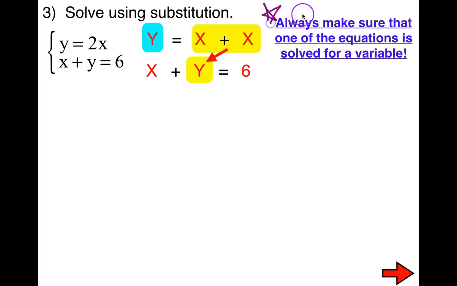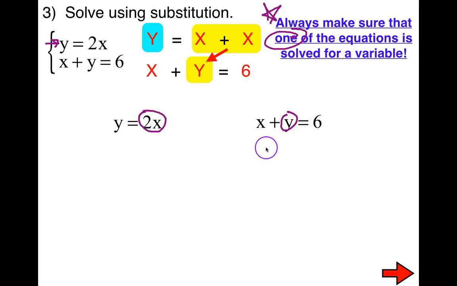First, it's very important to make sure that one of your equations is solved for a variable. In this case, this equation has a variable solved for, y equals, which is perfect, so I do have one. Because I know that y equals 2x, I'm going to take this 2x and replace this y here, which leaves me with x plus, instead of y, a 2x. Make sure you use parentheses because it's very important, equals 6.